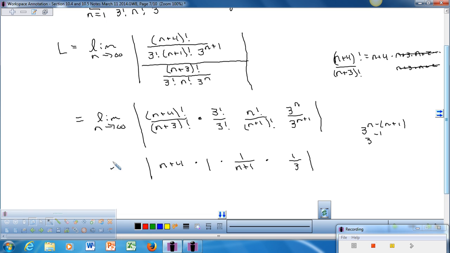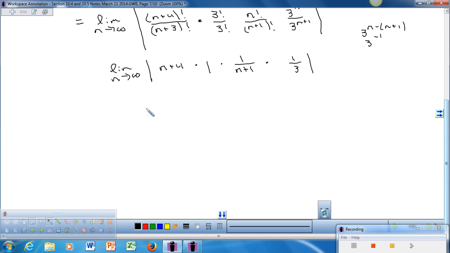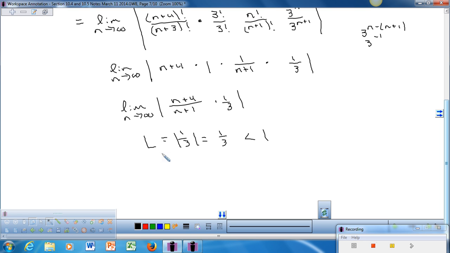And we're still taking the limit as n goes to infinity. One final rearrange, which may not be necessary for you, but I'm going to show it anyway. Limit, I'm going to put the n plus 4 over the n plus 1 times 1/3. And what does that limit go to? The limit on the n's goes to 1. So we are left with our limit equaling the absolute value of 1/3, which is 1/3. And how does that relate to 1? It is less than 1, so what does that say? It is absolutely convergent.